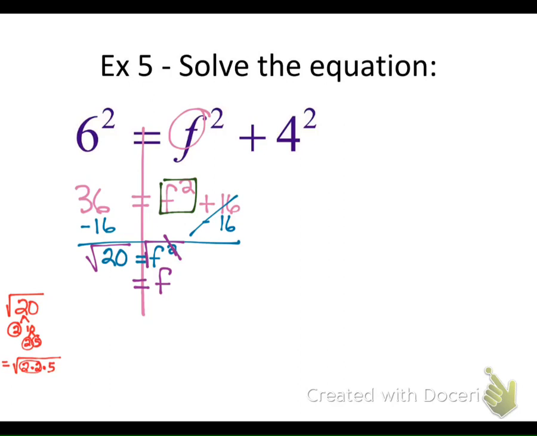What happens with the pairs? What happens with the pairs you circle? You put them in the outside number. It cancels and becomes a single number on the outside. So then what's going to be stuck on the inside? 5. So f is going to equal 2 square root 5.